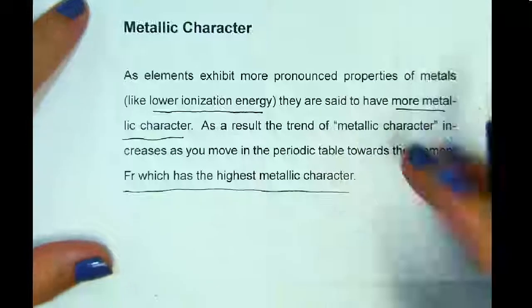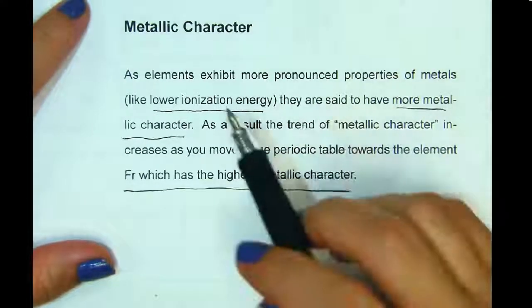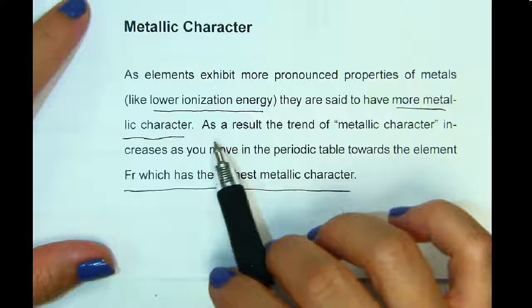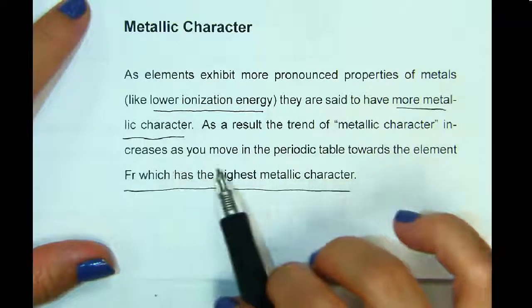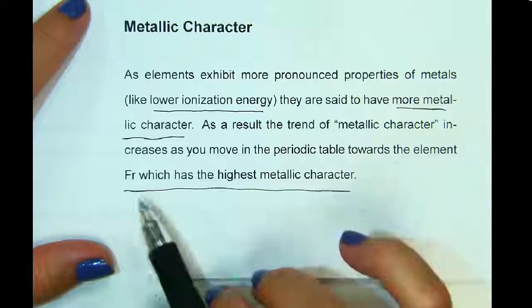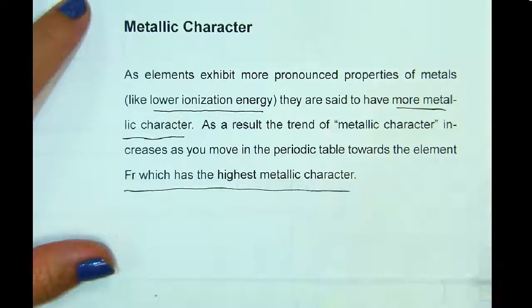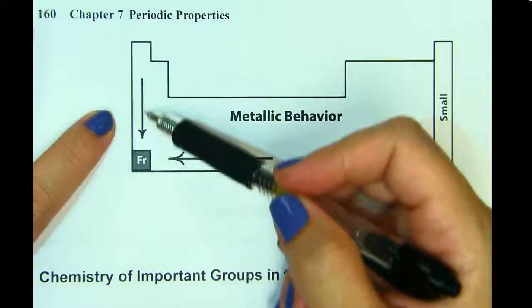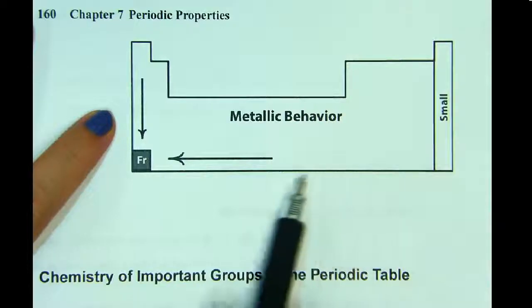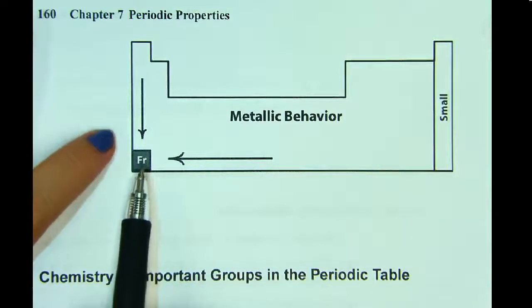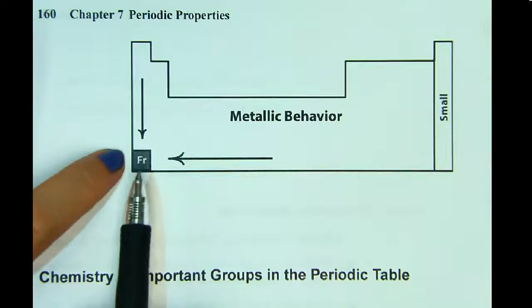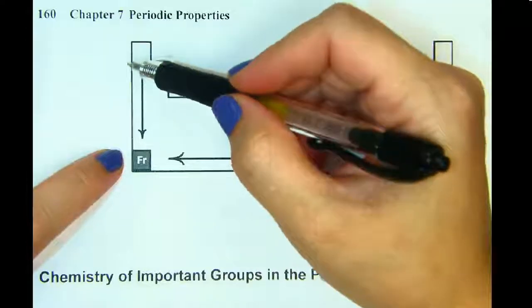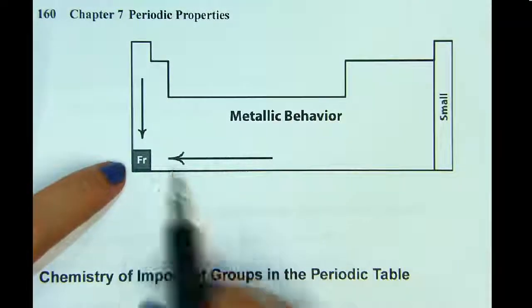Metallic character. As elements exhibit more pronounced properties of metals, like lower ionization energy, they are said to have more metallic character. As a result, the trend of metallic character increases as you move in the periodic table towards the element francium, which has the highest metallic character of all. Here's a graph as a visual, and notice that metallic character is going to increase going down the group towards francium and going to the left on the periodic table in a row. And remember that metallic character increases as ionization energy decreases. They have an inverse proportion. So notice ionization energy decreases going down and decreases going to the left.